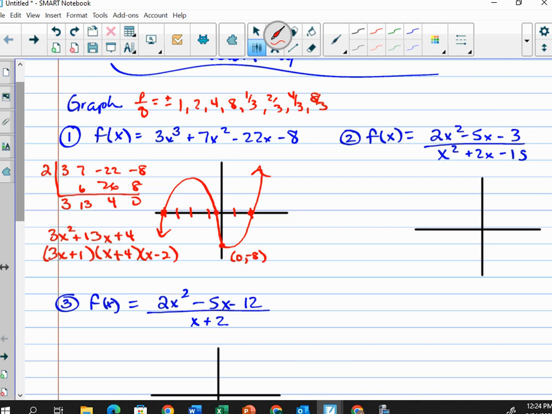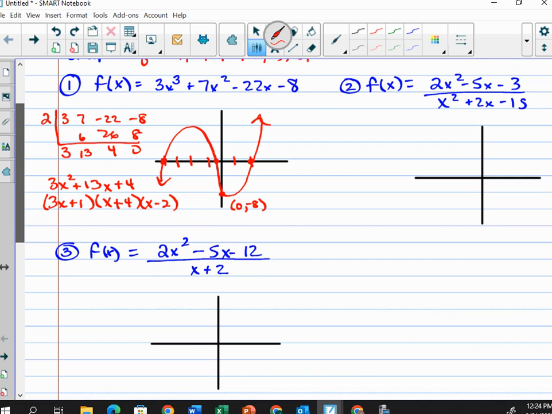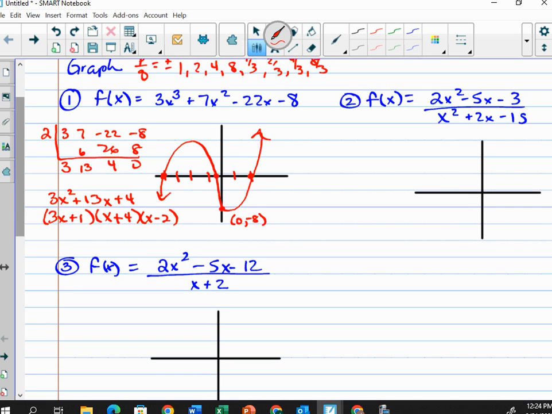How'd we do? Okay, so that's back to skill 1. You do have that reassessment Friday. You will have to graph a polynomial on your reassessment. All right, second one, this is a rational function, so we want to go ahead and factor to begin with.